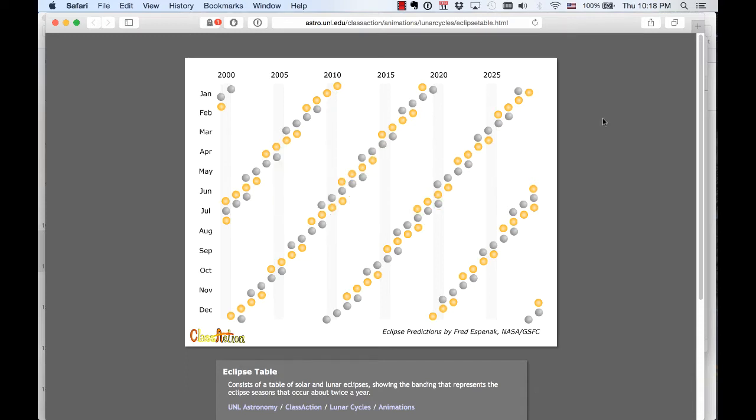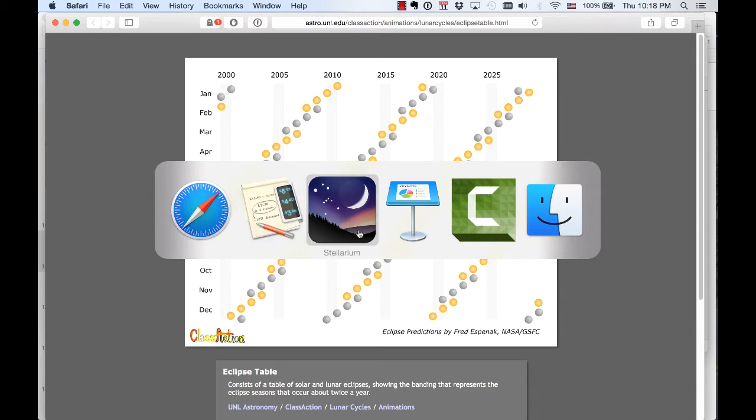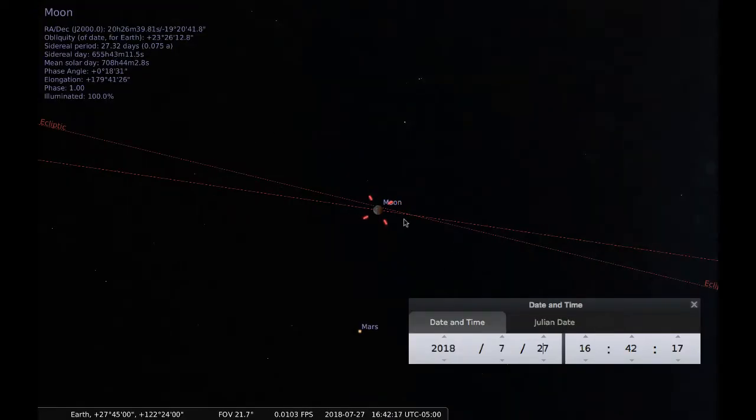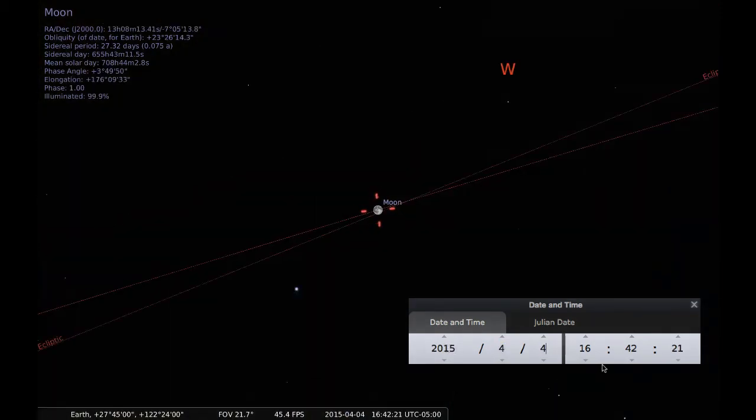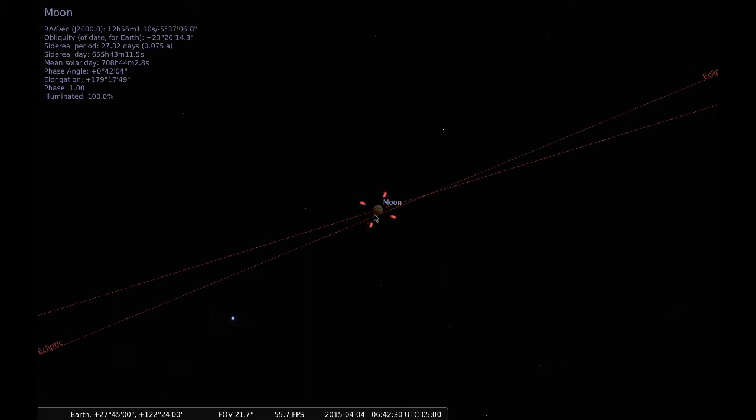There you see right there. I can actually hunt for that in Stellarium. So let's go back to 2015 and April, and let's find the total eclipse. There it is right there. And let's jump forward. Whoops, go back. There it is. Let's go forward.